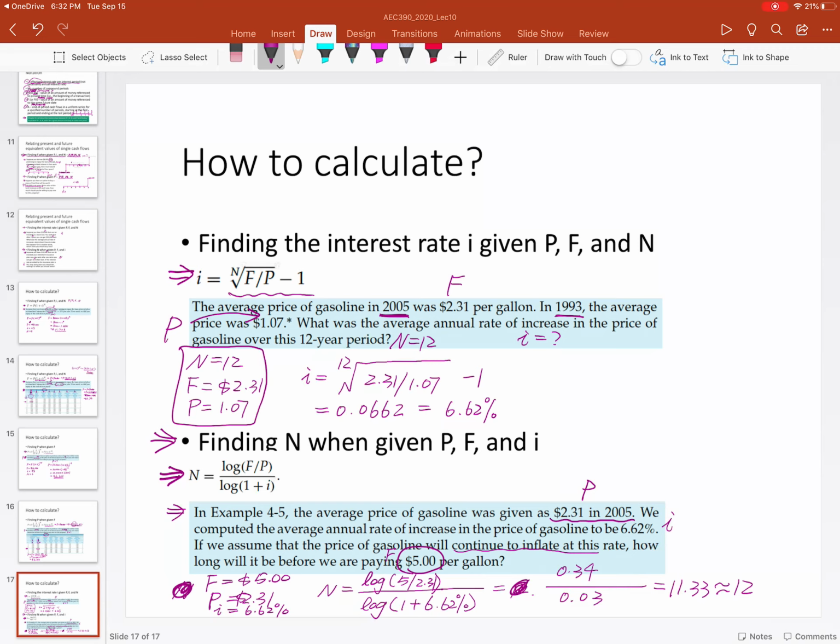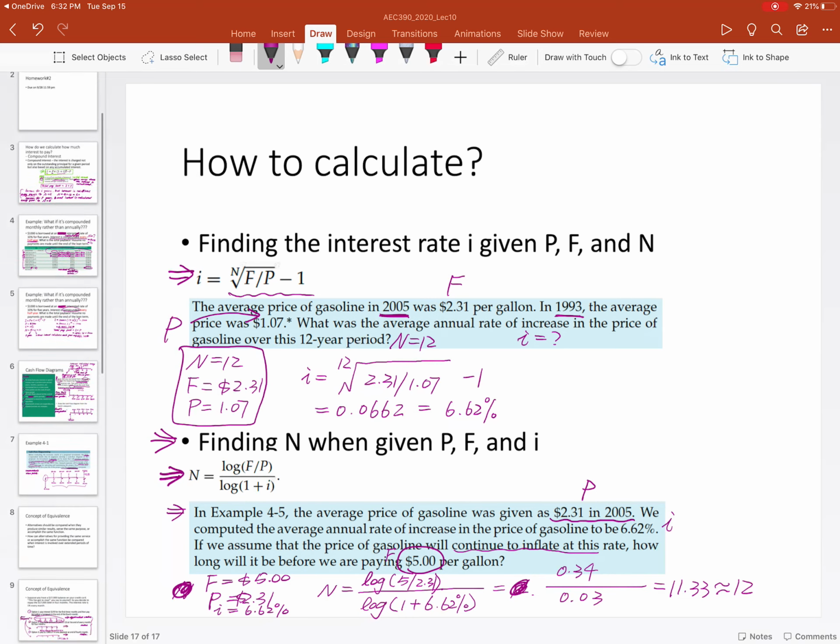All right, so this is how you calculate I and N, but unfortunately we don't use the table method, so you have to use these equations. But don't worry, because we are open notes, open book exam, so you don't have to remember this equation, but you have to understand what the F means, what the P means, what the I means, and you need to find out the right value from the problem statement.